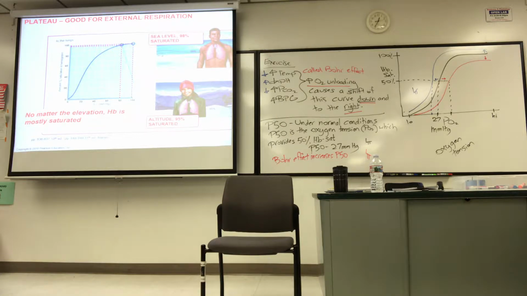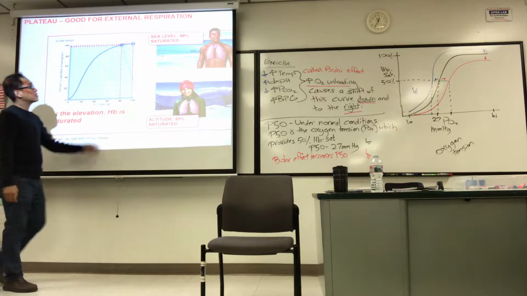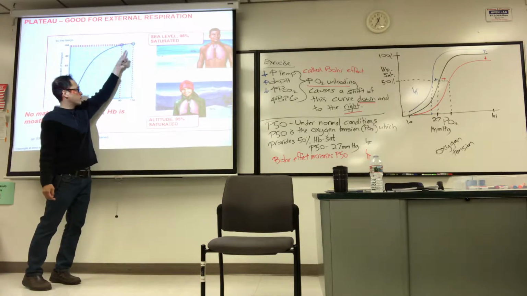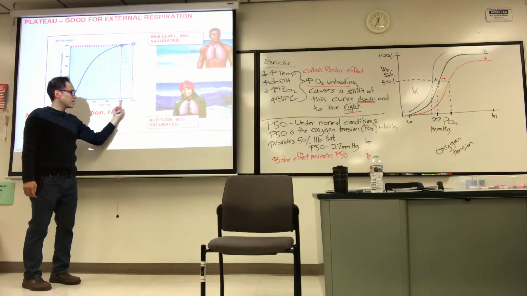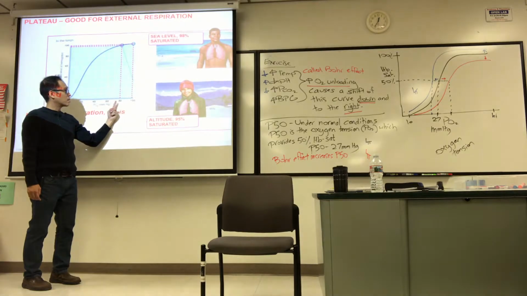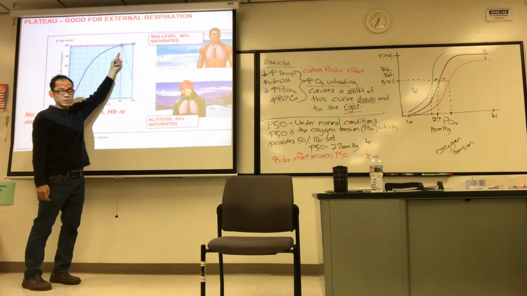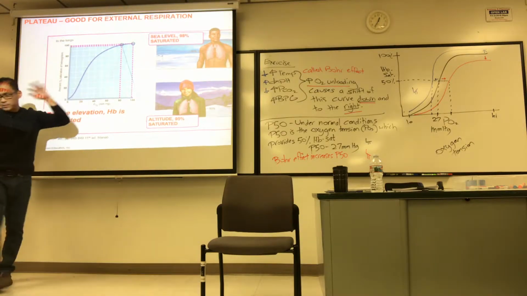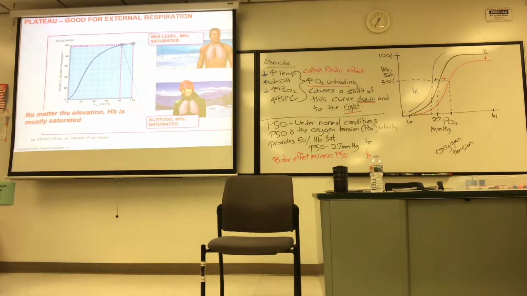All right, so under normal conditions, let's say you're at the beach, up in the mountains, no matter where you are on Earth, you're relatively fully saturated. The air you're breathing, even if it's thinner air, there's not much change in saturation. So this plateau part is good for the external respiration.